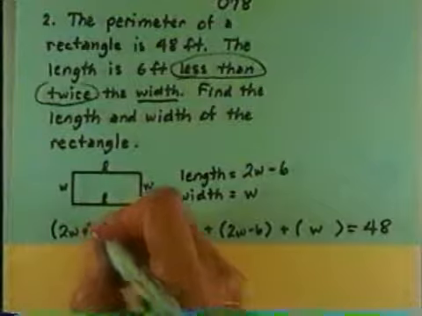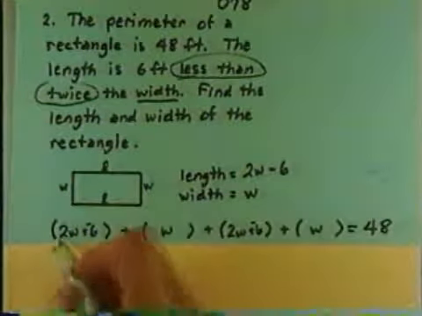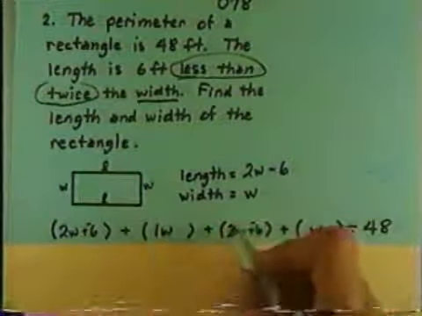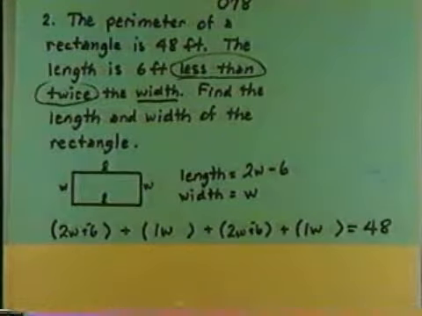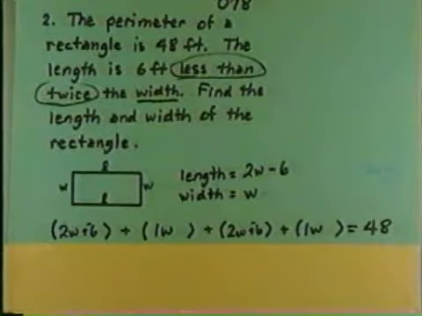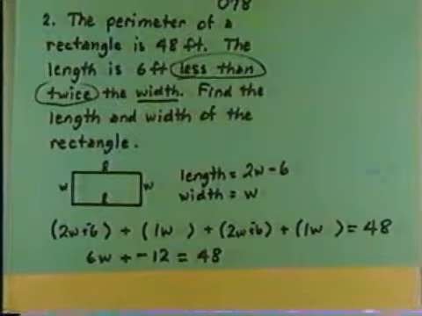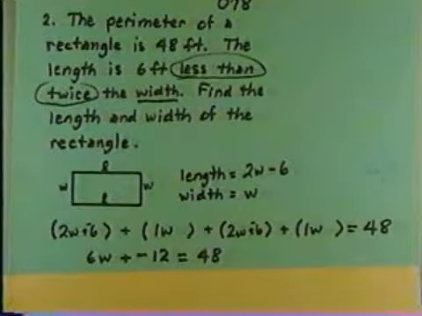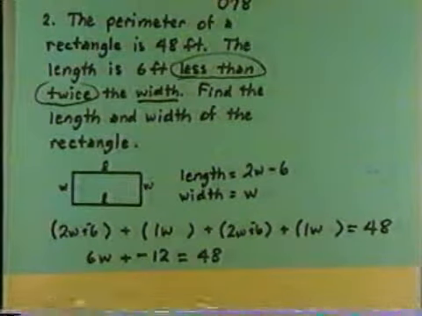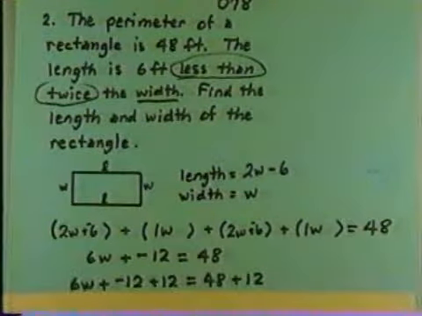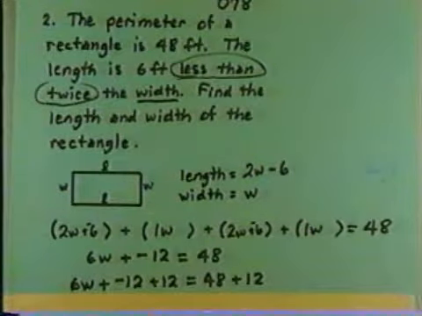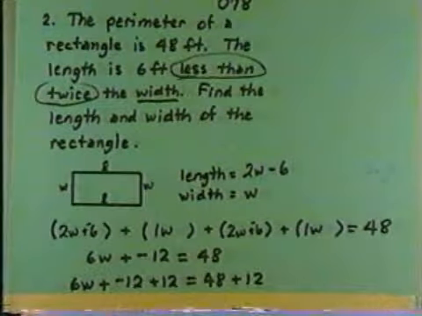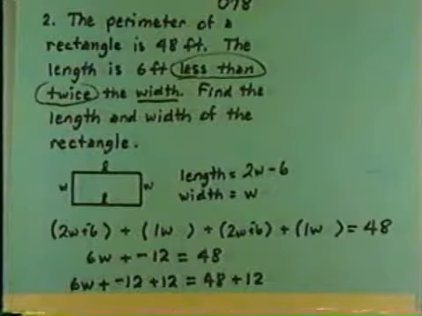Subtract 6 is add negative 6. 2W plus 1W plus 2W plus 1W is 6W. Negative 6 plus negative 6 is negative 12. And so we have 6W plus negative 12 equals 48. Then to solve this, we'll add 12 to both sides, and we get 6W minus 12 plus 12, or 6W plus negative 12 plus 12 equals 48 plus 12.